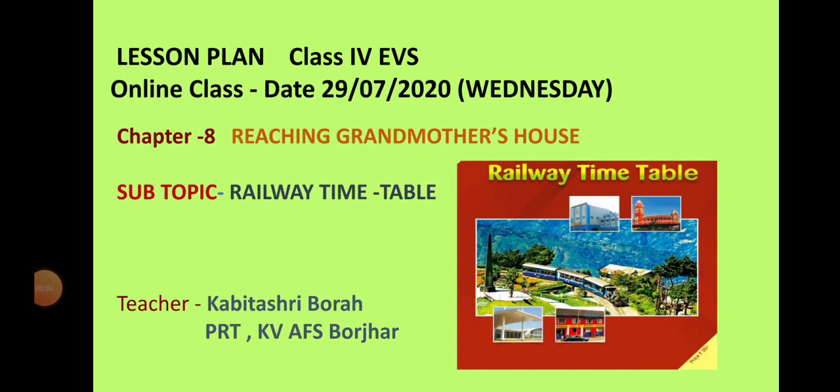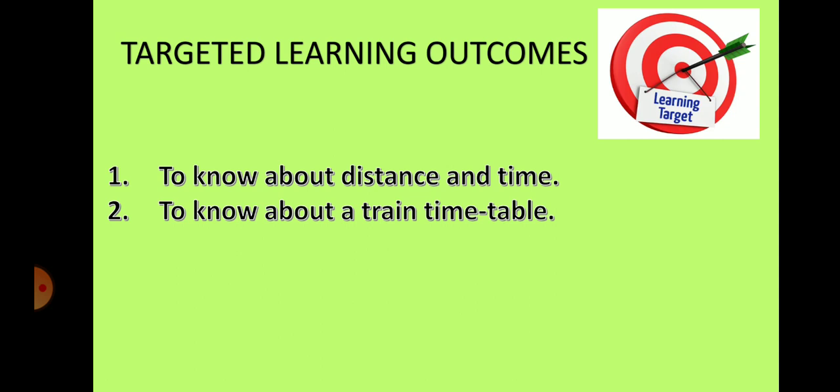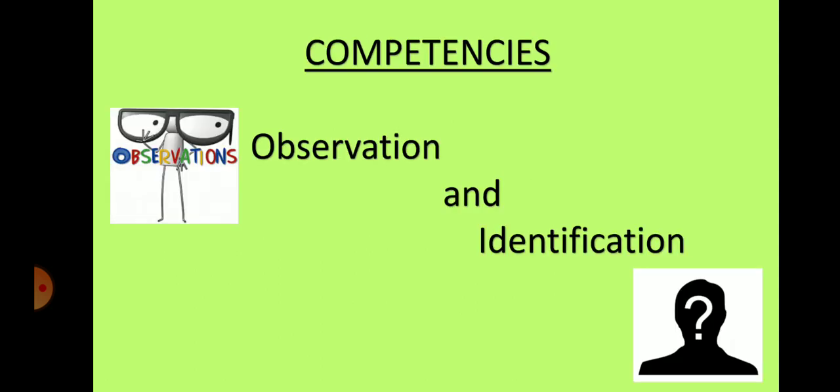We are doing the 8th chapter, Reaching Grandmother's House. Today's subtopic is Railway Timetable. The targeted learning outcomes of today's class are to know about distance and time, to know about a train timetable. The competences covered here are observation and identification.